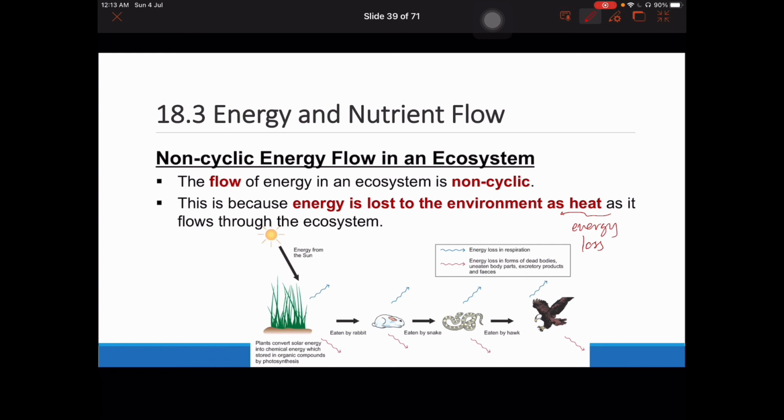So for example, at the start, the producer will have a lot of energy from the sun. Once it's eaten by the rabbit, as the rabbit moves around, it will use up the energy. Or as the rabbit grows, it also uses up the energy. Or when the rabbit releases heat, it also releases energy. Now when this rabbit is eaten by the snake, the snake no longer gets the full set of energy anymore. Later on, you'll learn how to calculate that. But in this case, the snake will not get the full energy. And the snake, as it moves around, as it hunts for food, it also uses up energy by itself. Then when the hawk eats the snake, it will no longer have as much energy as previously. So this is why energy is being lost in the entire food chain, and that's why it's non-cyclical in nature.